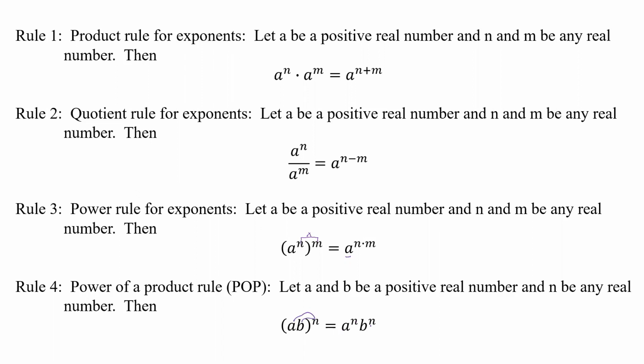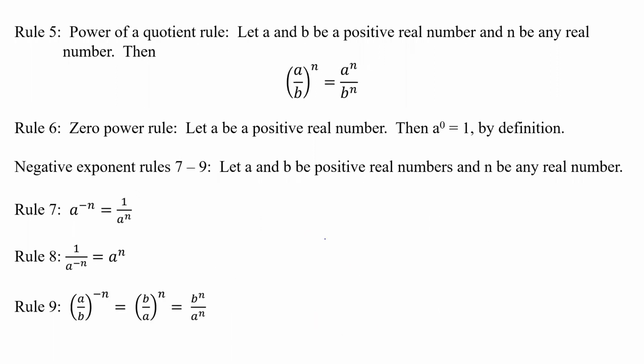Now, rule 5, we have the power of a quotient rule, and that works similarly. So if we have a and b be positive real numbers and n be a real number, then we have a over b, and that's all raised to our power n. What we're going to do is take that, raise it to the power, and that raised to the power. So it's going to be a to the n divided by b to the n. Okay.